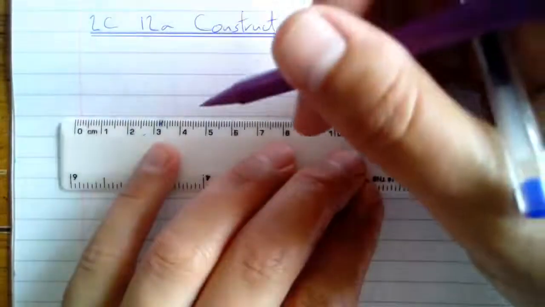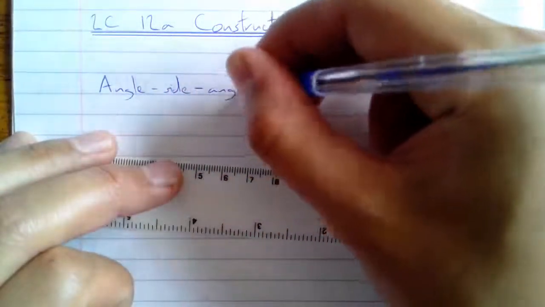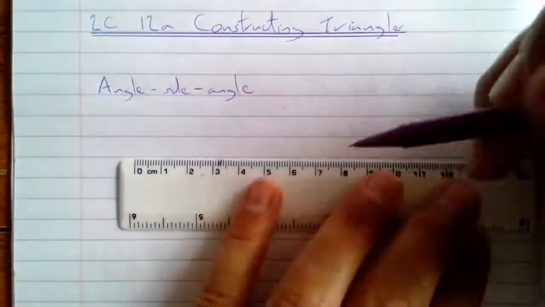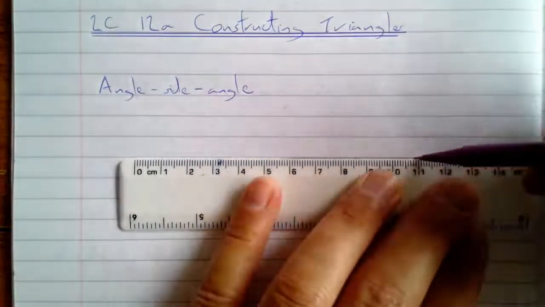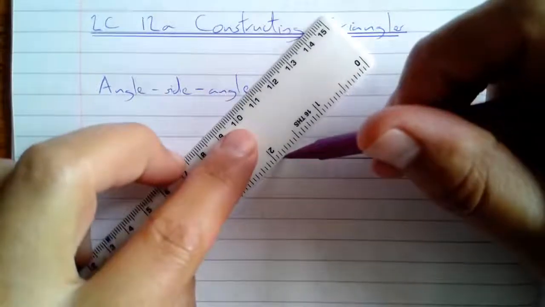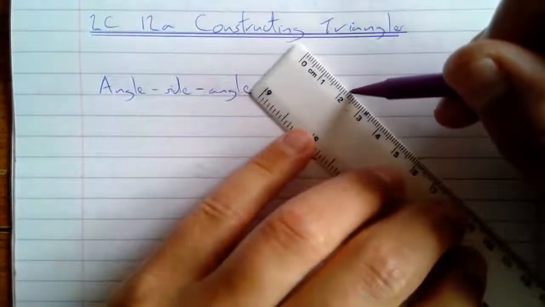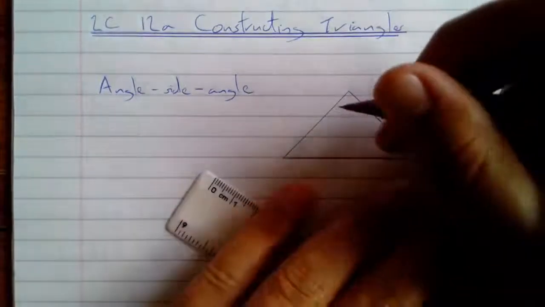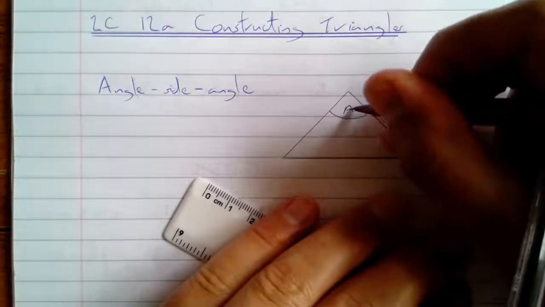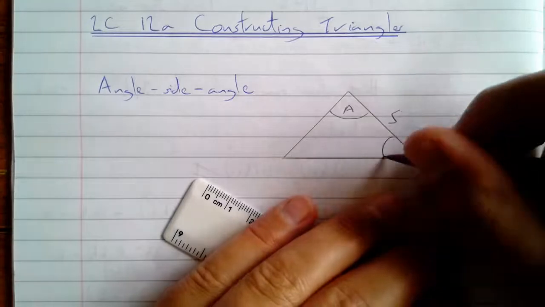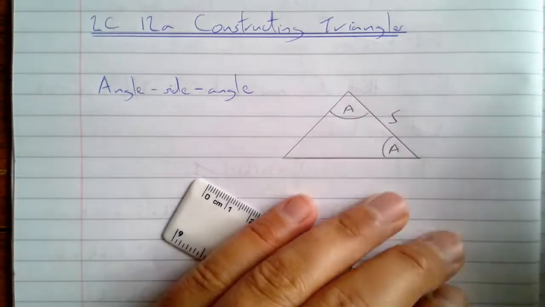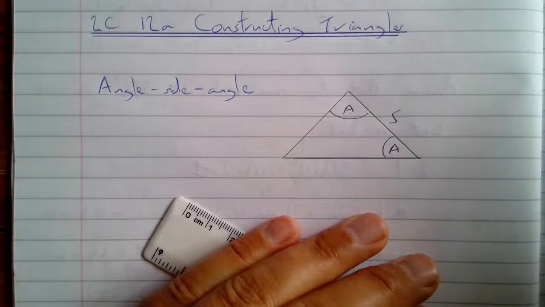The first one we're going to look at is called angle, side, angle. What we mean by angle, side, angle is if I gave you an angle, a side, and then another angle, then you would be able to draw a triangle which matches the exact information. It would be a unique triangle.